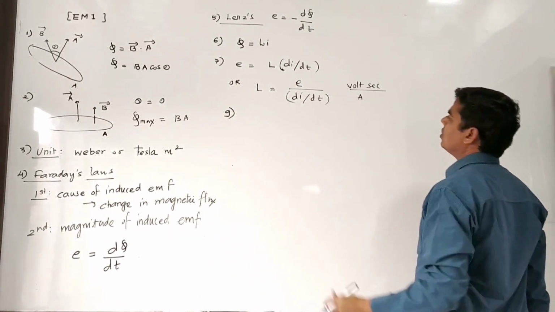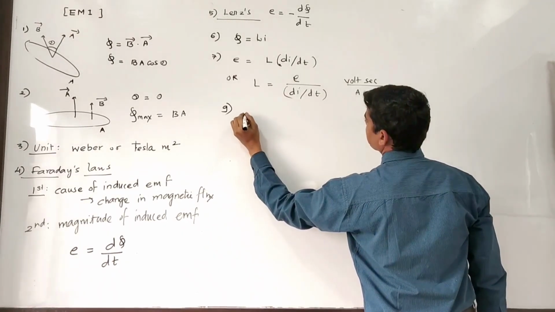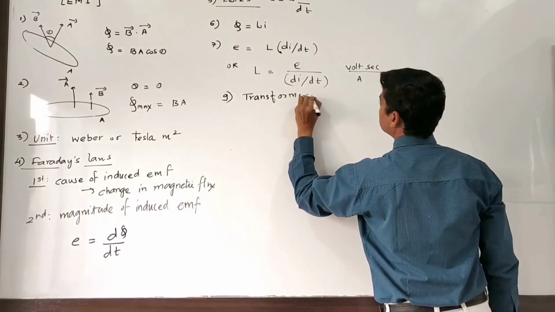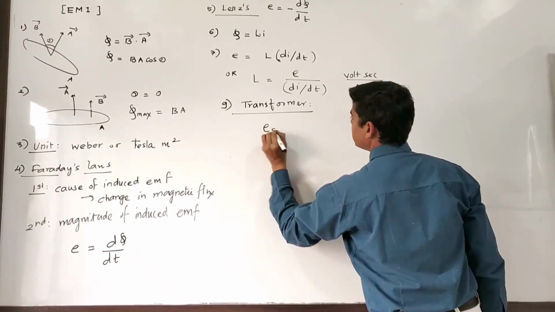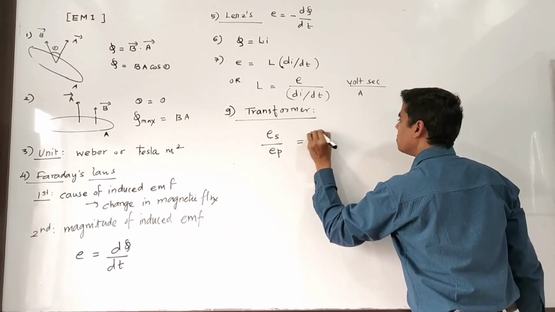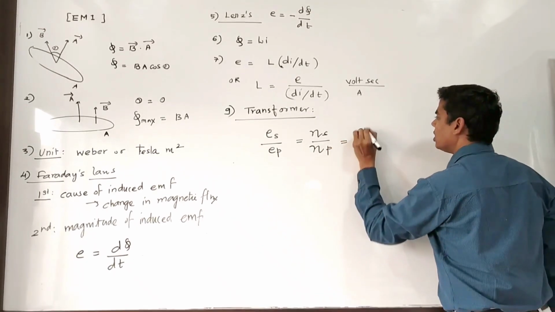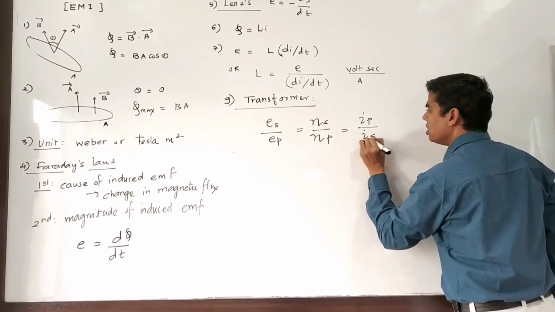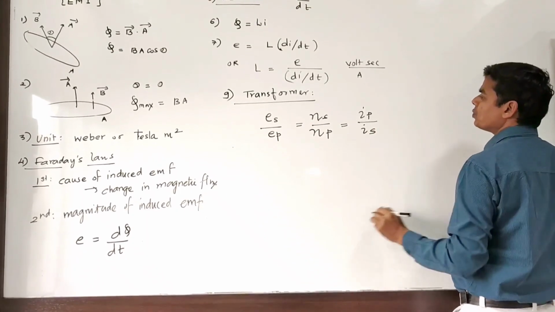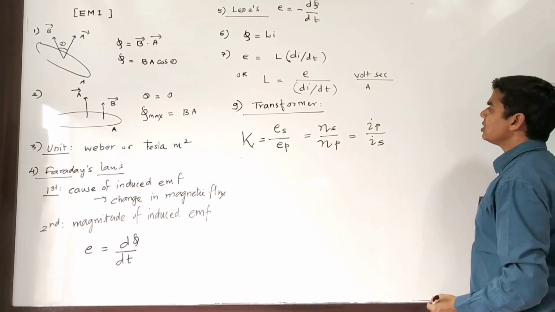Then we have observed formulae for transformer. For transformer, we have observed EMF induced in secondary coil upon EMF induced in primary coil is equal to number of turns of secondary coil upon number of turns of primary coil is equal to current flowing through the primary coil upon current flowing through the secondary coil. This is an important formula for transformer, and this is called the transformer ratio. We generally represent it by small k.